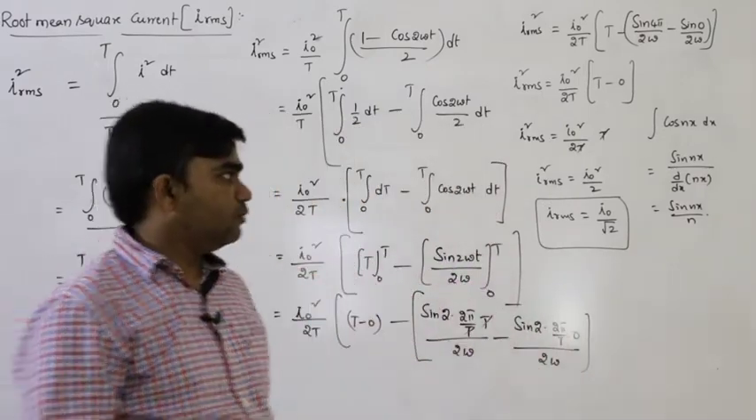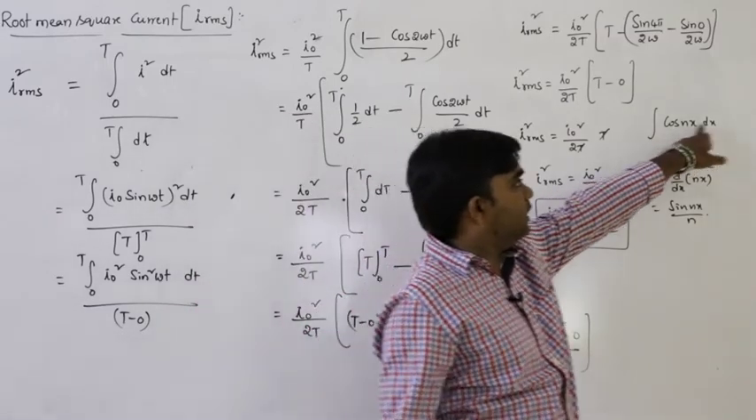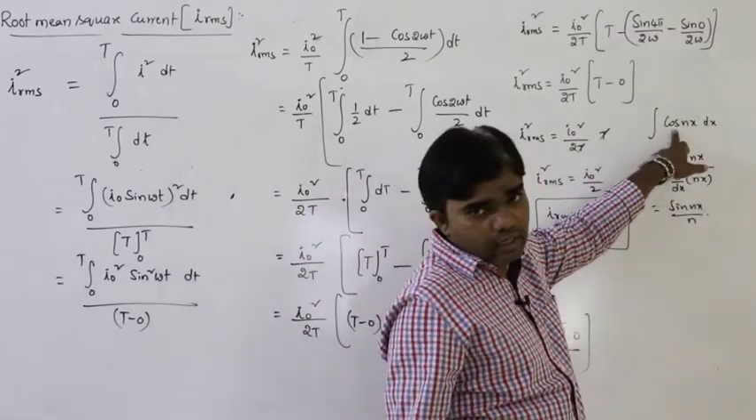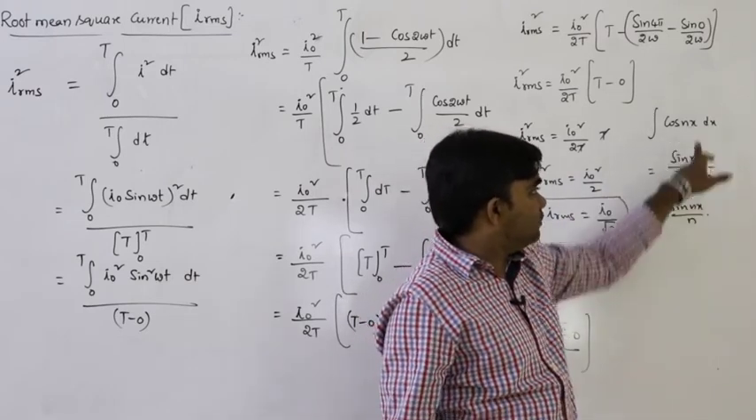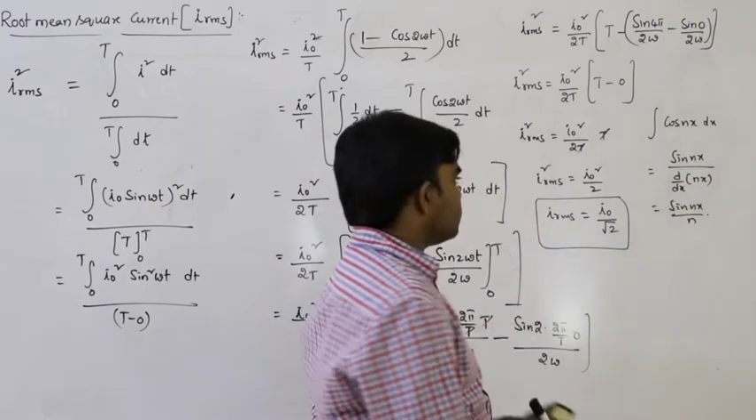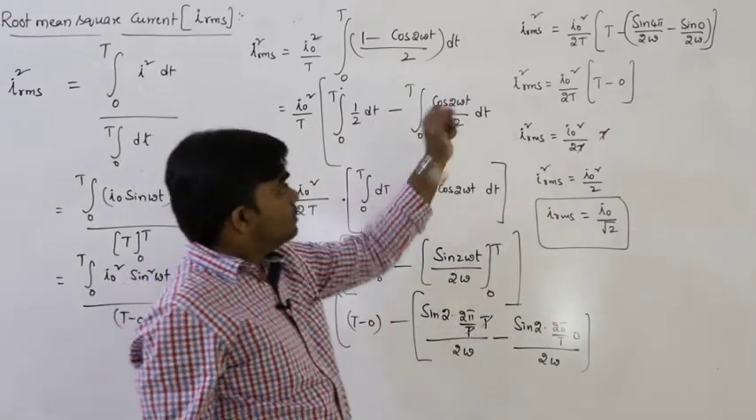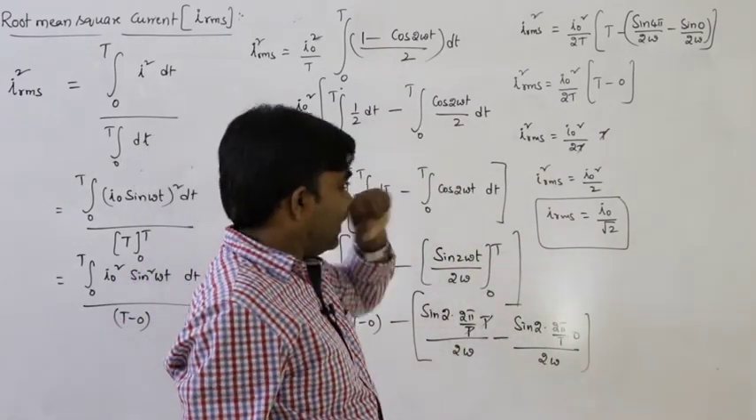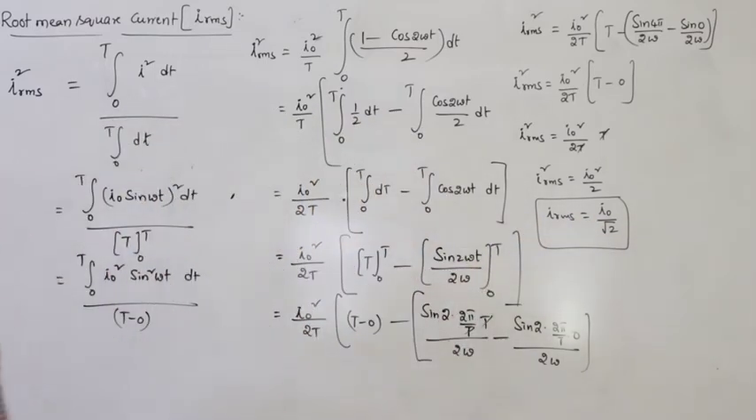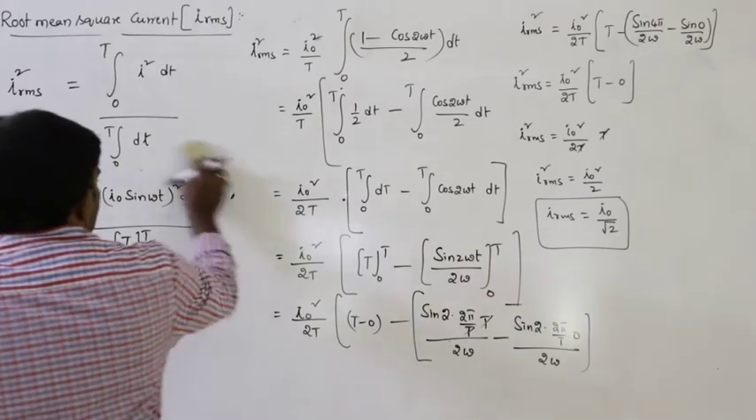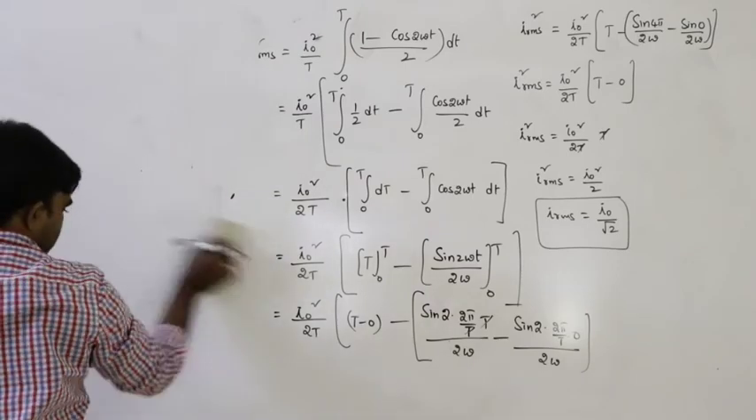MPC students know very well about this, but BPC students you have to know about this. The integral of cos nx dx is the integral of cos, which is sin, divided by the differentiation of the variable. Based on this we got I RMS is equal to I naught by root 2. That is the RMS current.